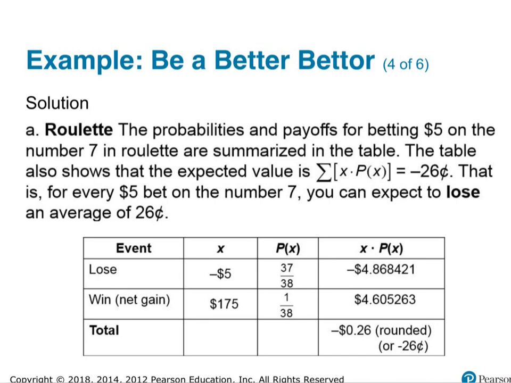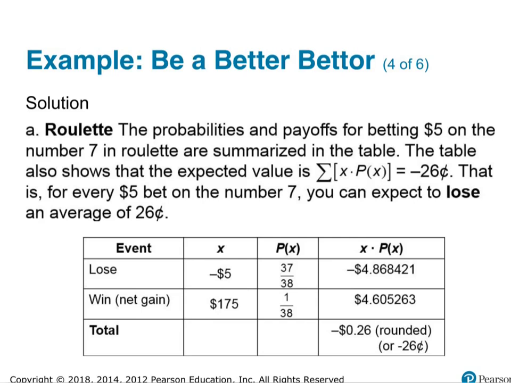Here's the probability. Remember, a probability distribution is the different things that can happen and the chances of them. You can lose $5, and the chance of that is very likely, 37 out of 38. Or you can gain $175, and the chance of that is 1 out of 38. Does that make sense? Those are the exact numbers. So what does that mean?